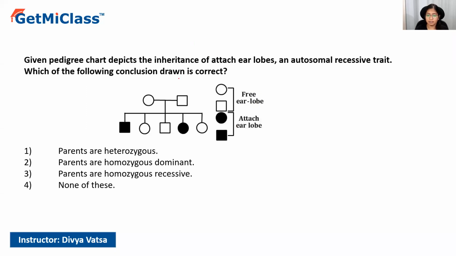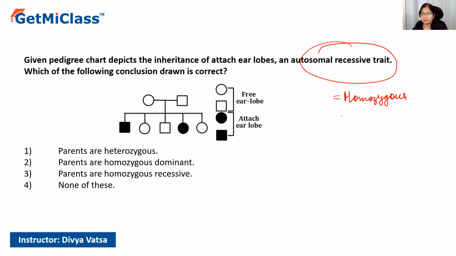Hi, so in this question, they've given us the pedigree. The pedigree is of inheritance of attached earlobes. It is an autosomal recessive trait. When we know that it is an autosomal recessive trait, first of all, it is never going to express in the heterozygous form. It will only be expressed in the homozygous form.